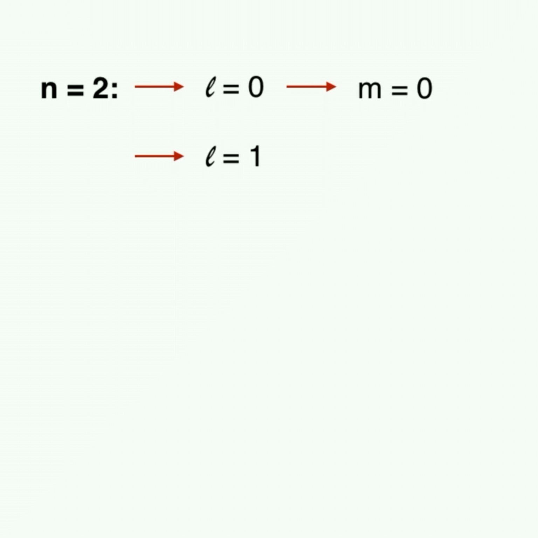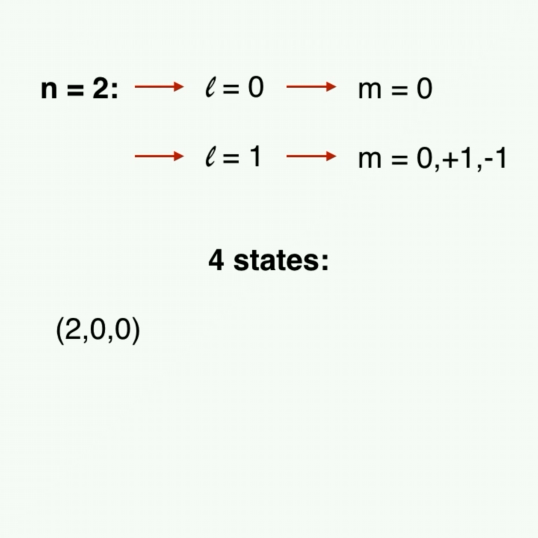On to our states with n equaling 2. This time, L can have two possible values, 0 or 1. When L is equal to 0, m can also only be equal to 0, as we determined earlier. When L is equal to 1, however, m can have a value of 0, positive 1, or negative 1. This is because m goes up to the absolute value of L, but has both positive and negative values. This gives us 4 states with n equaling 2. These states are 2, 0, 0; 2, 1, 0; 2, 1, positive 1; and 2, 1, negative 1.